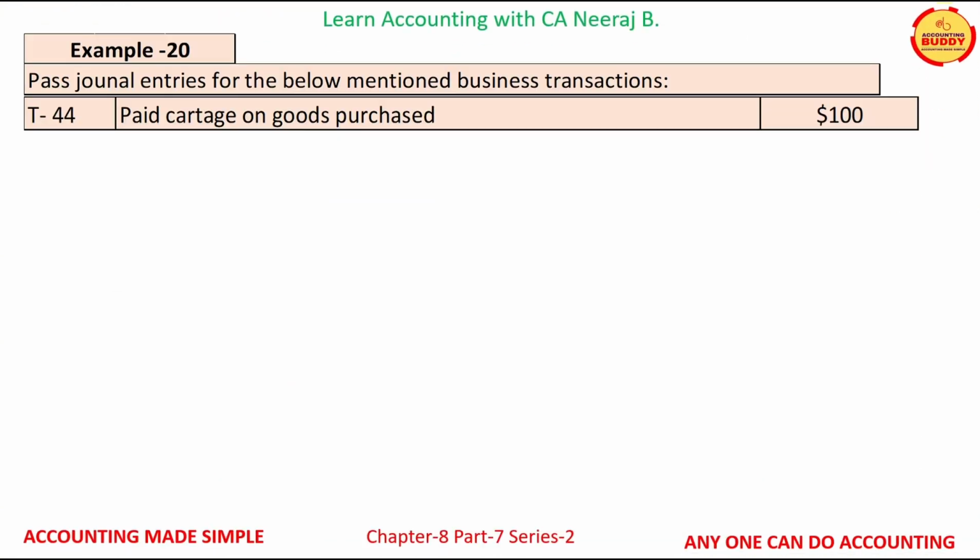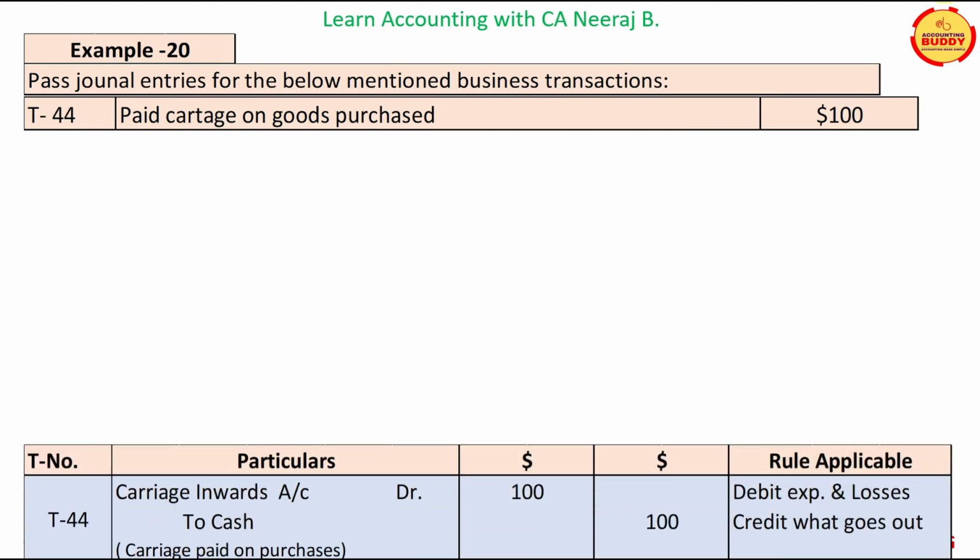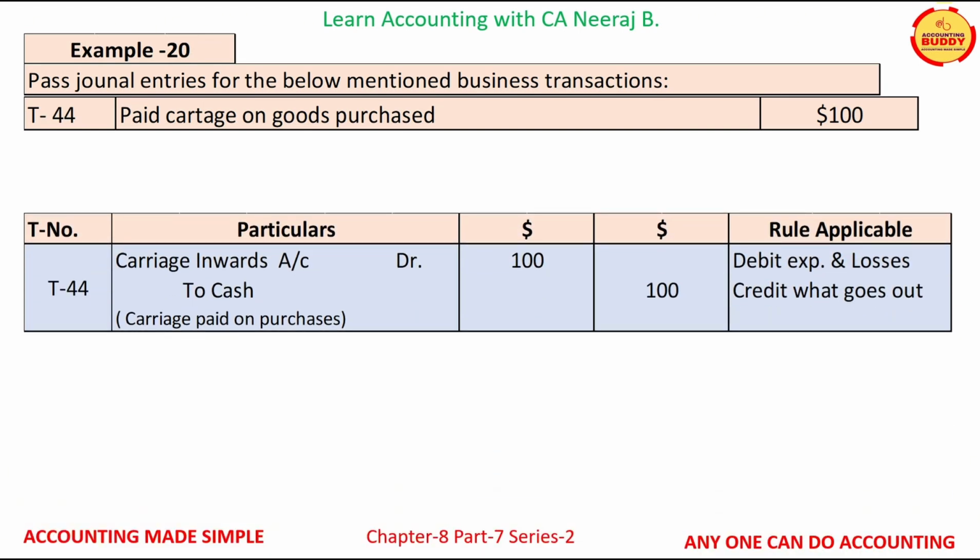Transaction T44 is carriage of $100 paid for goods purchased. The accounts which are affected by this transaction are carriage inward account and cash account. Carriage inward being the business expense is debited as per nominal account rule of debit all expenses and losses. Cash is a real account and the rule of real account is credit what goes out. Therefore, this transaction is recorded for $100 by debiting carriage inward account and crediting cash account.